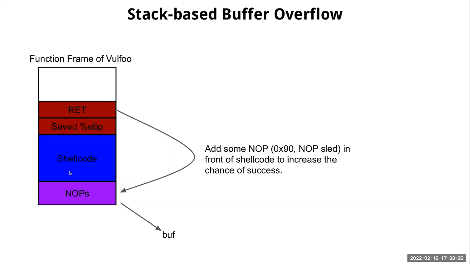Another thing is, what if we don't know the exact address of this place? In that case, we can put some NOP operations in front of our shellcode. The NOP operation in x86 is just 1 byte, 90 in hex. That means the CPU doesn't do anything, but just goes to the next instruction. So we can have a huge NOP run in front of the shellcode. We call the whole thing a sled. As long as we hit the sled, eventually our shellcode will execute, right? So that's our goal. If in some cases we know the exact address, then we don't have to put a NOP sled. But in most cases, you do not know the exact location when you're doing any kind of attack.